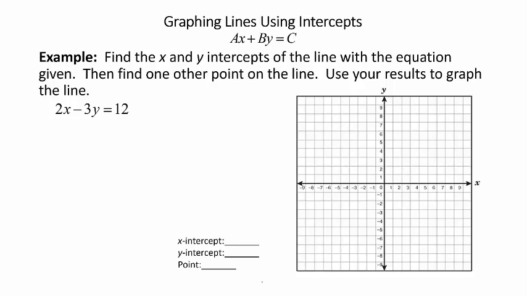In this video, we'll look at graphing lines using intercepts. This is most easily done if you have a line that's in the form ax plus by equals c. So if you have a line in this form, it's easy to find the intercepts by letting x be 0 and then letting y be 0, right? If you let x be 0 and solve for y, that finds the y-intercept. And if you let y equal 0, that's on the x-axis, so that'll find the x-intercept.